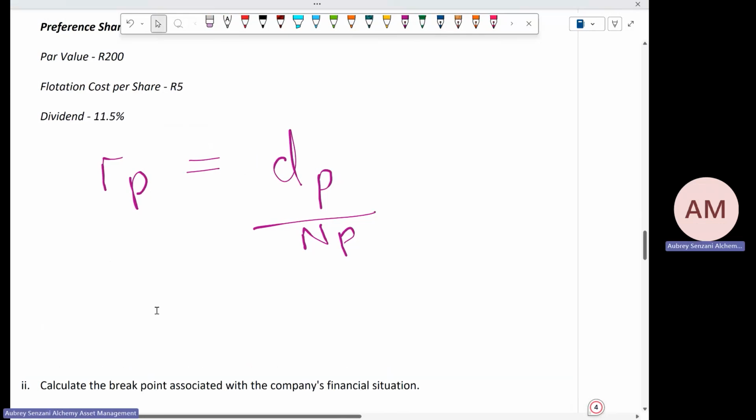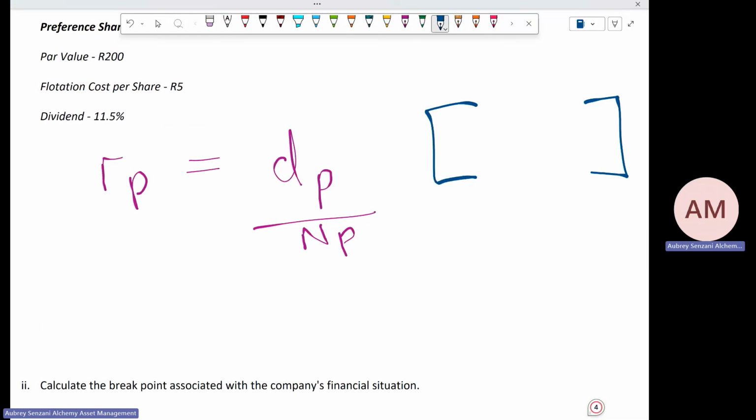Okay, right. So, what is the dividend on our preference shares? We're obviously taking our par value of 200 times the 0.115. Then our flotation minus the value or our gross proceeds. This is how we get our net proceeds.